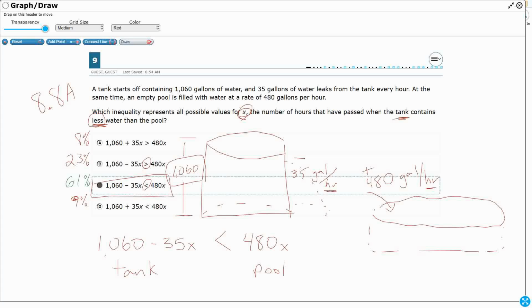We had 8%, 9% for A and D, not really standing out there much. This was pretty easy. In fact, this was the 11th easiest. So good job for our students for at least getting above that 60% threshold on writing equations and inequalities.